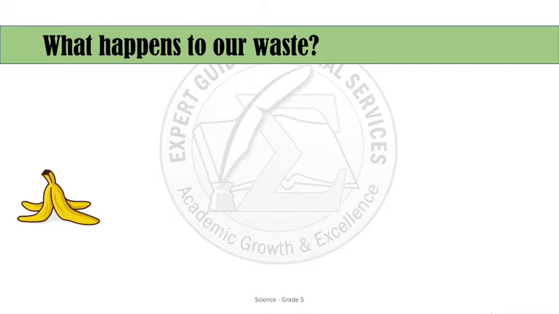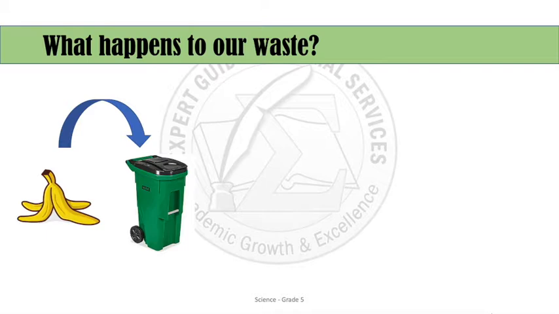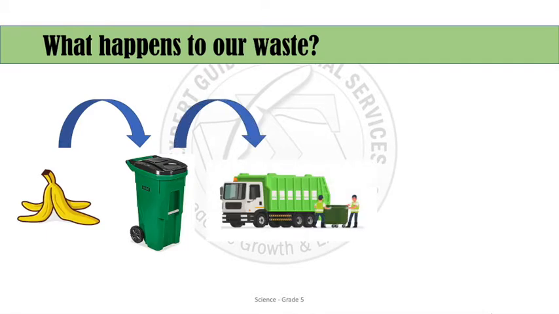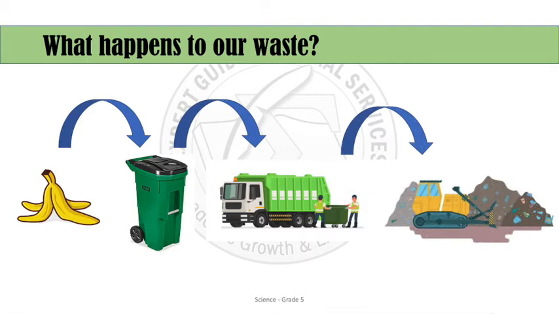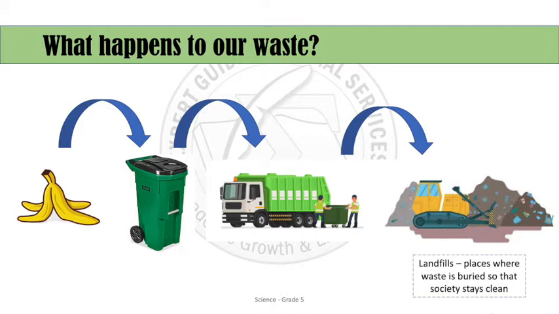Now, what happens to our waste? We have here a banana peel. We throw it in the garbage can, it's collected by the garbage collectors, and then it will be dumped in an area called a landfill. Landfills are places where waste is buried so that society and the environment stay clean. So the landfill is where all the trash goes.